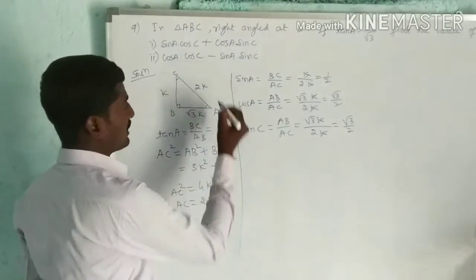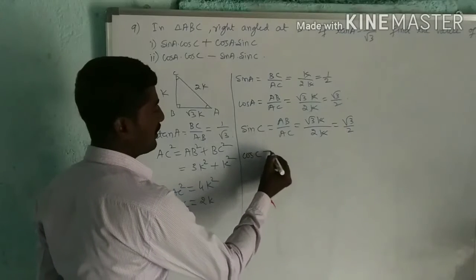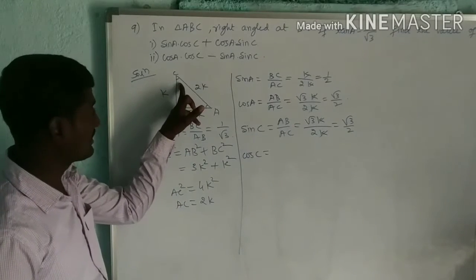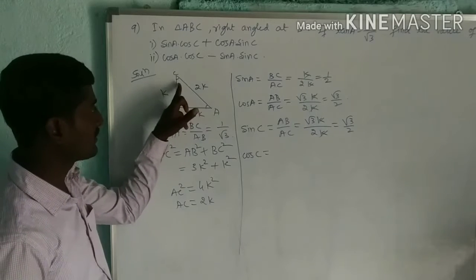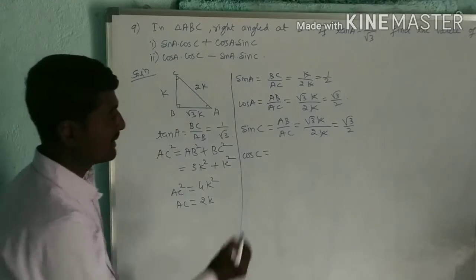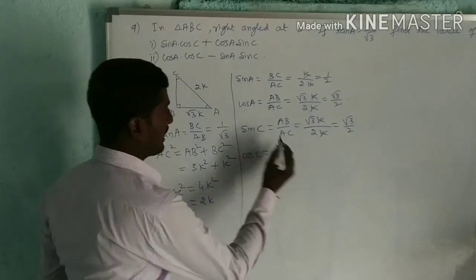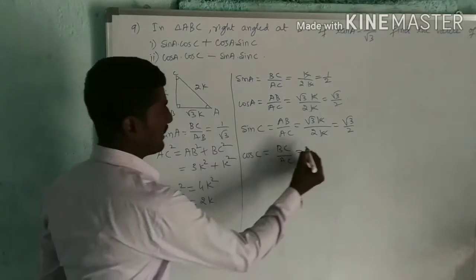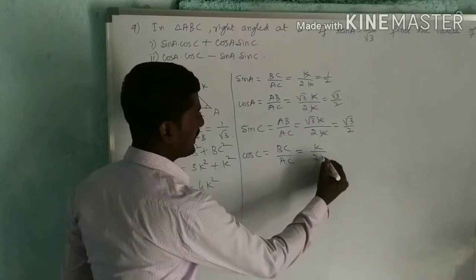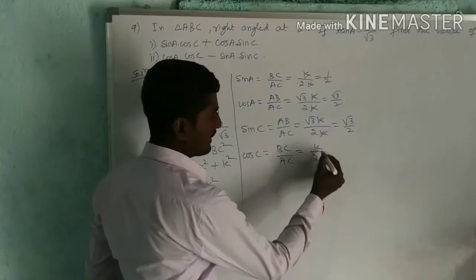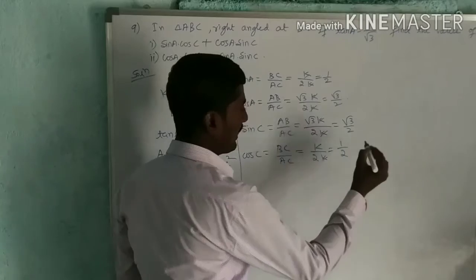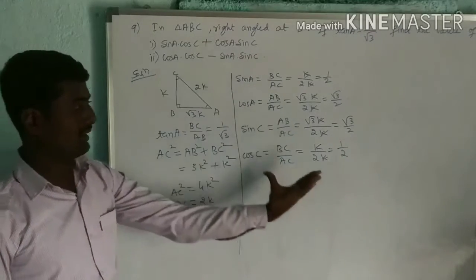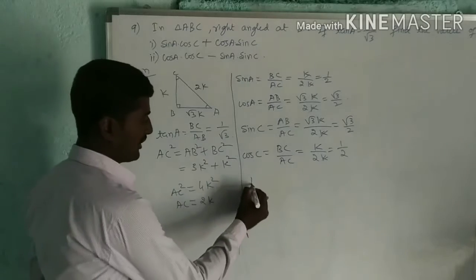Now another one also I want, that is cos C. For the angle C, cos is adjacent divided by hypotenuse. For the angle C, adjacent is BC, divided by hypotenuse AC. So BC value k divided by 2k. K gets cancelled. I am getting 1 by 2. Now I got the values required. Now I will solve the first one.